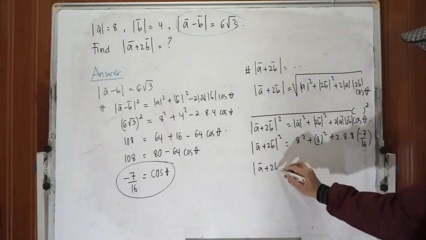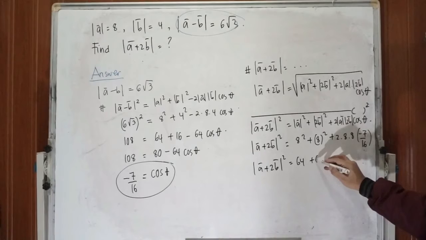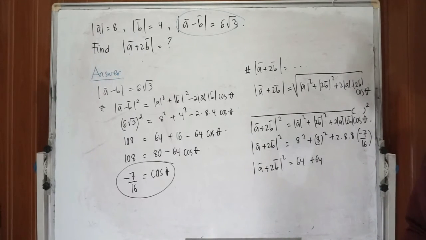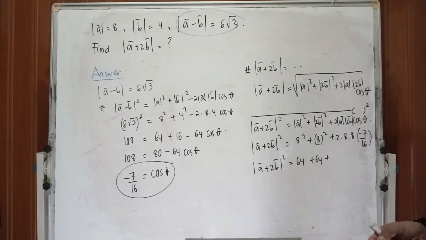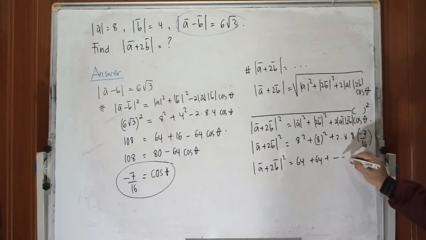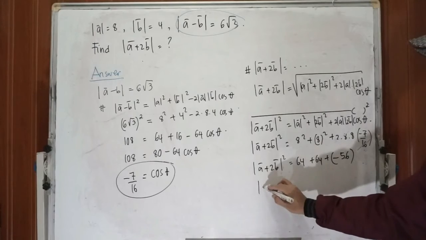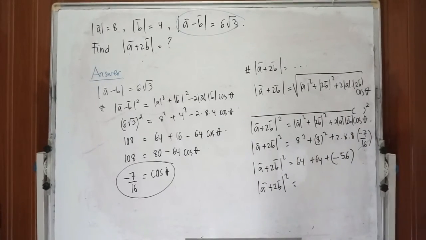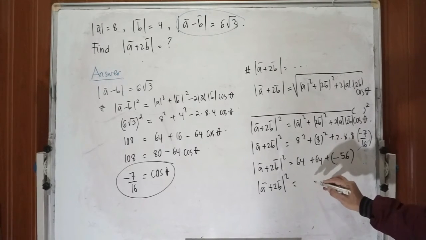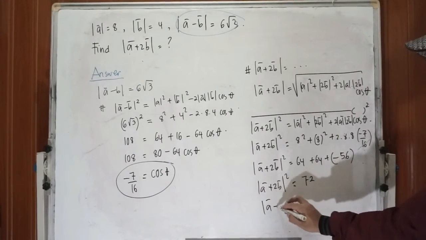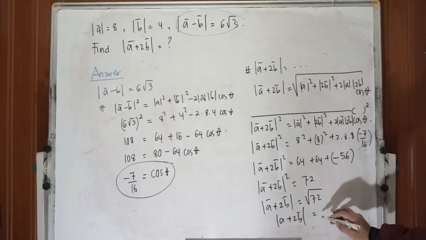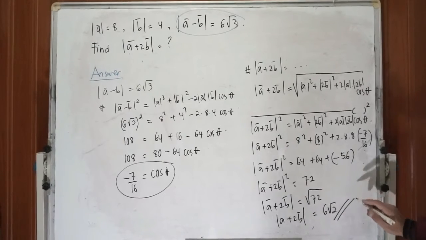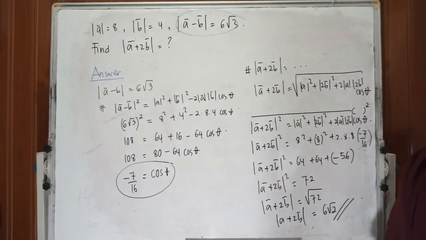So A plus 2B squared is 64 plus 2 times 8 times 8 times minus 7 over 16. I think you can cancel this one, right? Then minus 56. So A plus 2B squared equals 72. So A plus 2B equals root of 72, which is 6 root of 2. Okay, students, is it clear to you? Thank you very much.